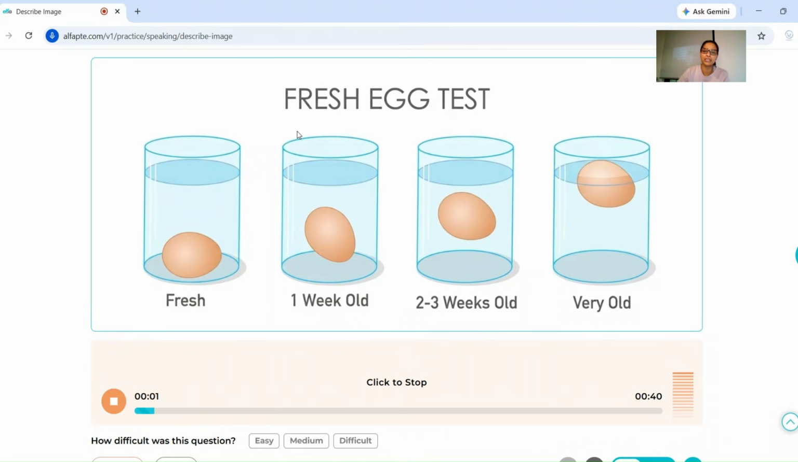The given image shows the fresh egg test. It is an infographic showing four different jars. On the left hand side is the fresh egg, which sinks to the bottom, and on the extreme right hand side is the very old or rotten egg that floats right to the top of the water. In between, we have a 1 week old egg that floats only slightly, and the 2 to 3 weeks old egg that is floating right in the middle. The jars are all clear and filled with the same amount of water.